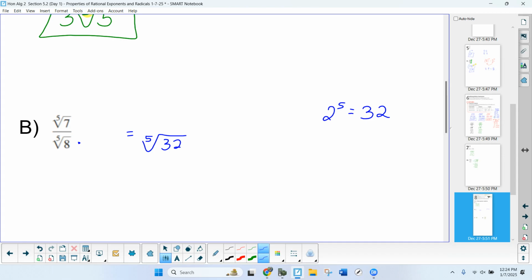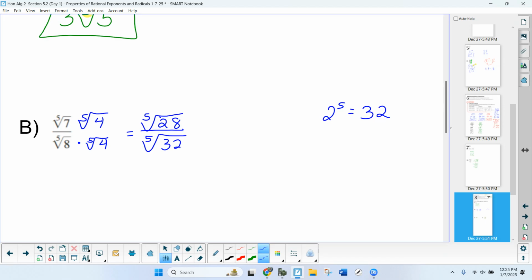Fifth root of 4. Whatever you do to the bottom, you do to the top. So we already did the bottom. Fifth root of 8 times fifth root of 4 is fifth root of 32. What's the fifth root of 7 times the fifth root of 4? Fifth root of what? 20. What's 7 times 4? 28. So fifth root of 28.